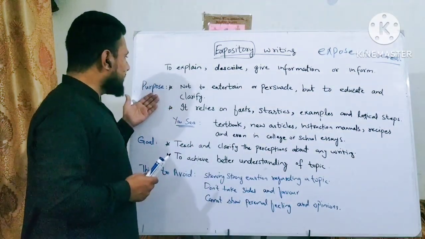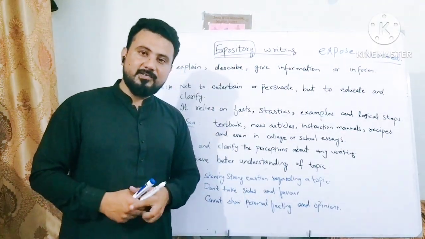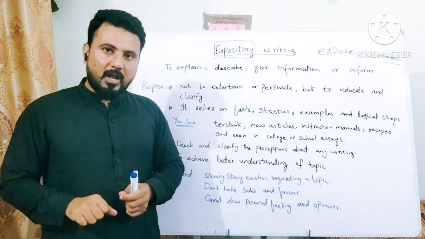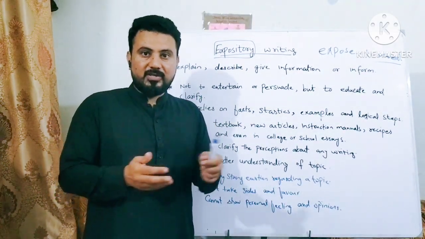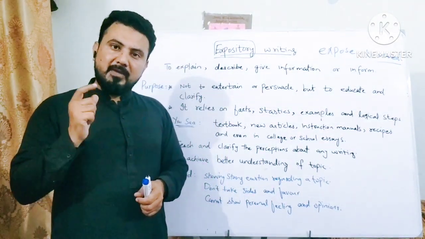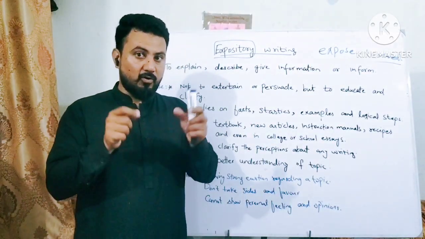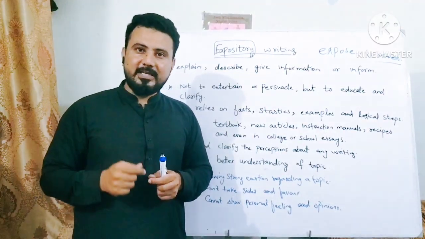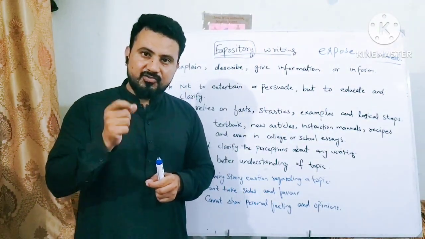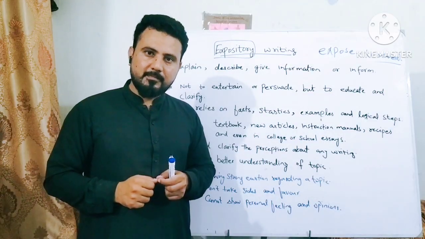Dear student, the basic purpose of expository writing is not to entertain and persuade the things, to attract the people. The basic purpose is not to entertain and to attract the people about something. Its main purpose is to educate and clarify them through facts and figures and logically with rational thinking. Rational thinking means logical, that is reasonable, based on scientific things, not imagination.